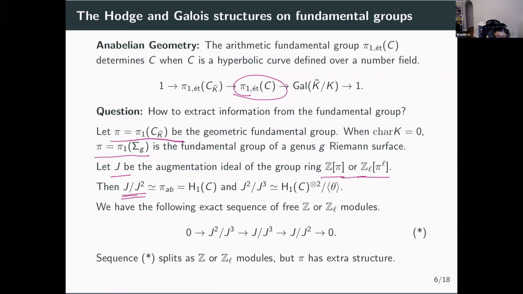Let's take a look at the first quotient. If you take J mod J squared, it is not hard to deduce that what you get is naturally isomorphic to the abelianization of pi, which is the first homology of C. So this is just a rank 2g free Z module, or free Z_l module, and this is something we know very well. If you consider J squared mod J cubed, what you get is the tensor square of H_1(C) modulo one relation. This structure might be easier to think about via its dual. Its dual would be the tensor square of H^1, the first cohomology, and then you take the kernel of the cup product. This dual might be easier to think about because we naturally have the cup product there. In the homology sense, you can think of the intersection product giving you one relation.